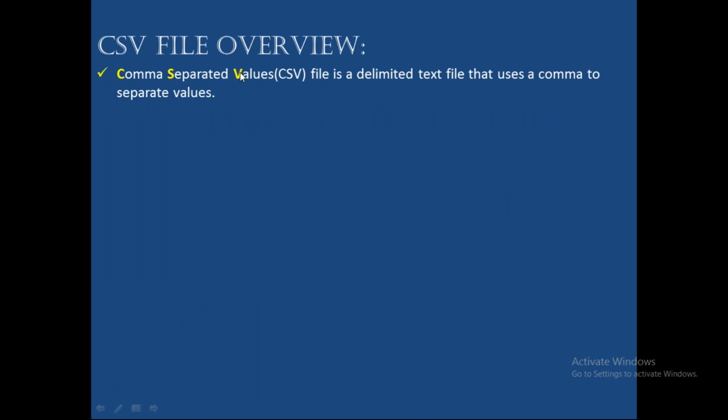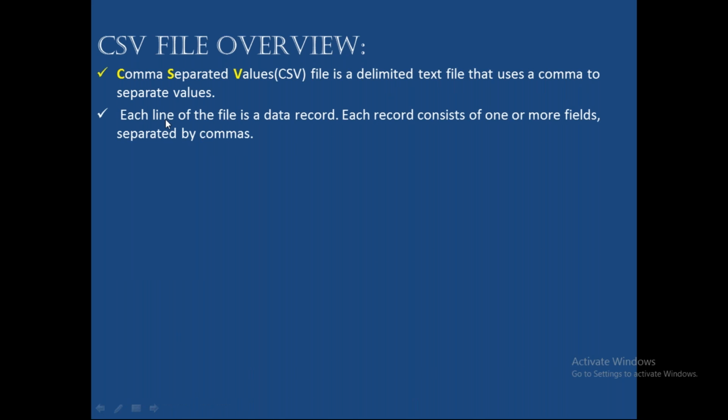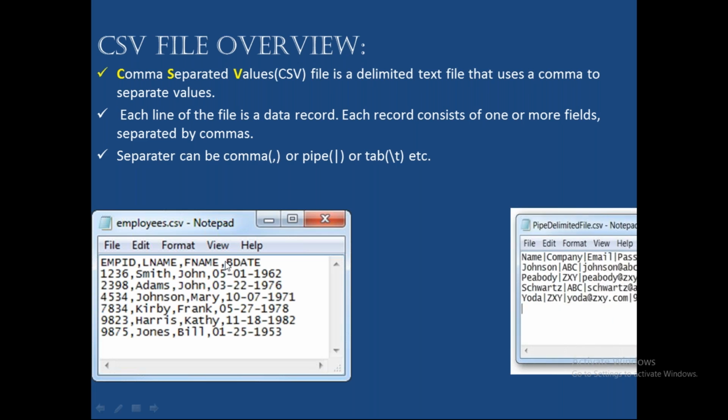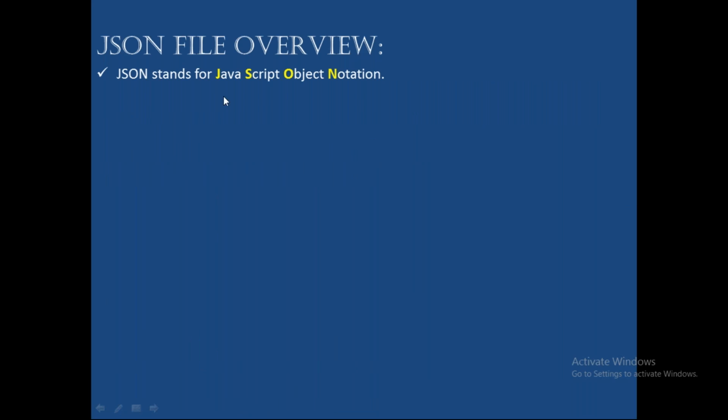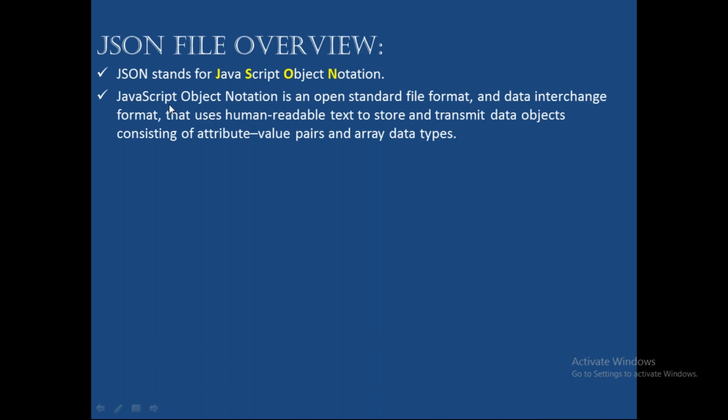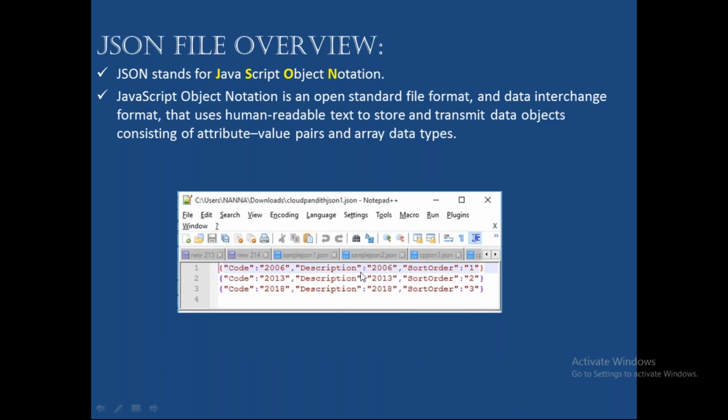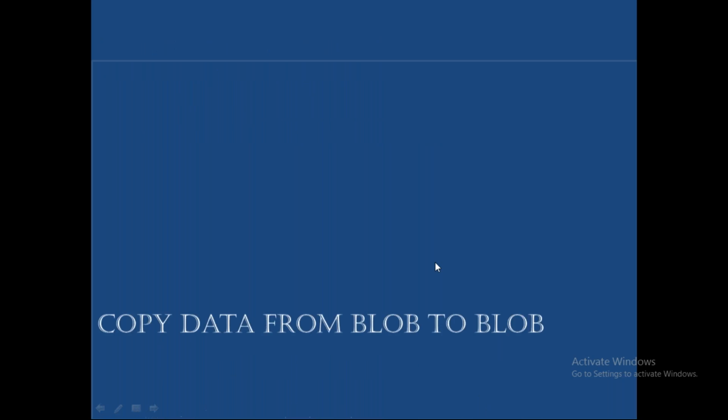So we know CSV is nothing but a comma separated value file. It's a delimited text file that uses a comma to separate values. It can be a comma or it can be a pipe or tab or question mark, anything we discussed. Delimiter can be anything. And each line of the file is a data record. Each record consists of one or more fields. All these fields are separated by commas. And the separator can be a comma, pipe or tab. Okay. Next. JSON files also we have seen. JSON stands for JavaScript Object Notation, and JSON is nothing but a key and value pair. Okay, we discussed this.